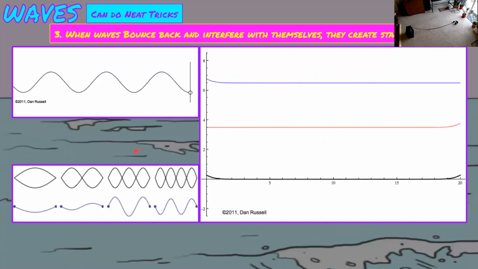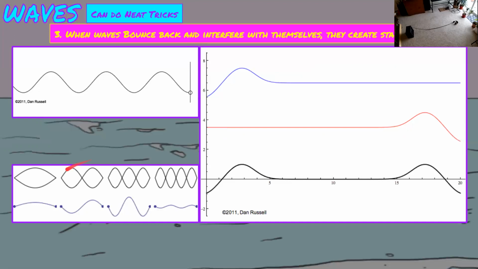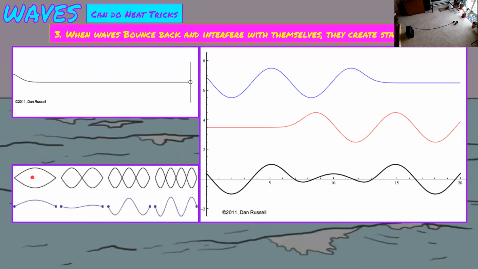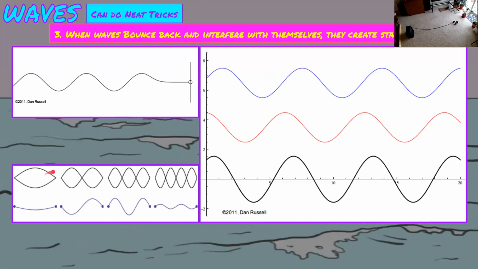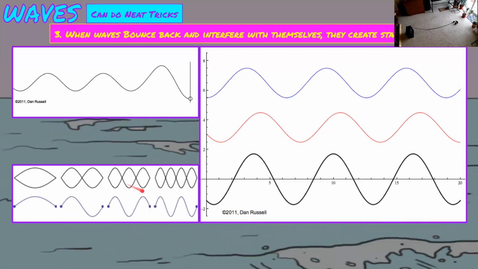You can have different modes of standing waves. This first mode is called the fundamental frequency. After that, you can get the second harmonic, the third, the fourth, the fifth, all the way up.